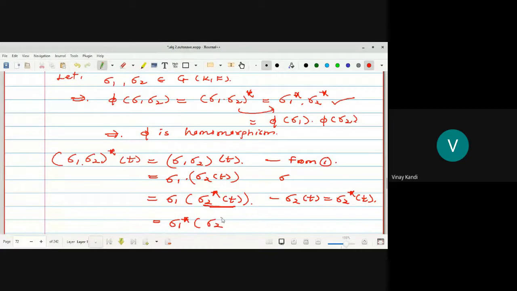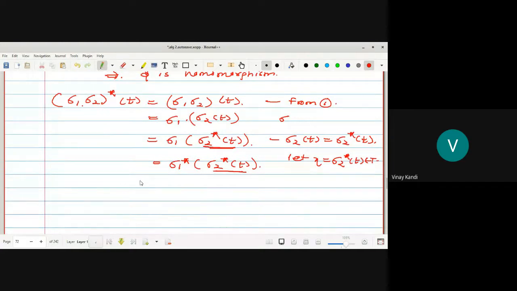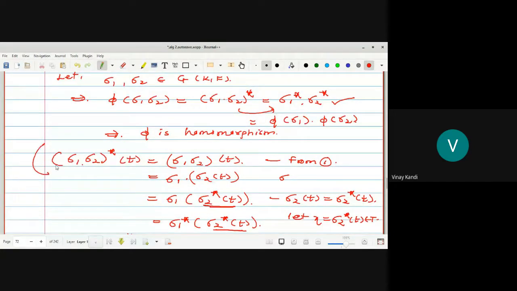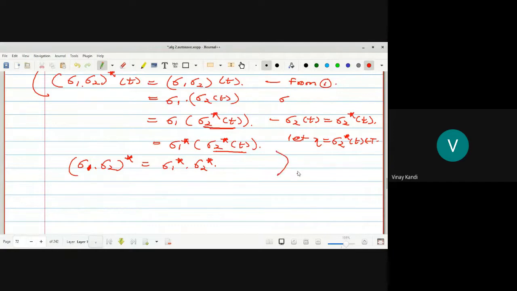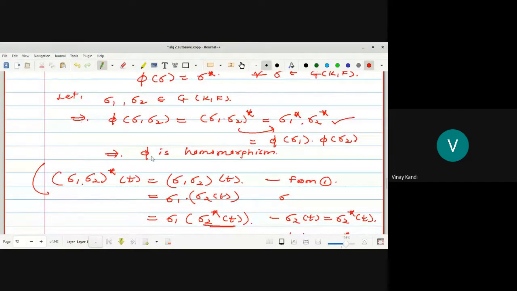So let x be equal to sigma 2 star of t, belonging to capital T. Assume this is an element of T. So here we get sigma 1 into sigma 2 star is equal to sigma 1 star into sigma 2 star. Write this down in the bracket. So here what we get? Phi is a homomorphism. Any doubt up to here?